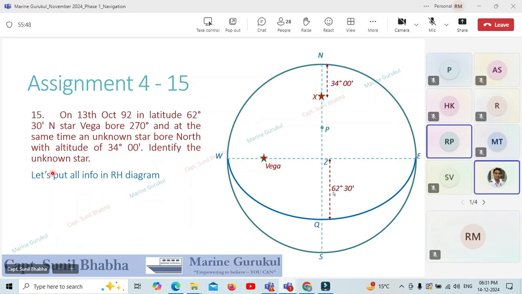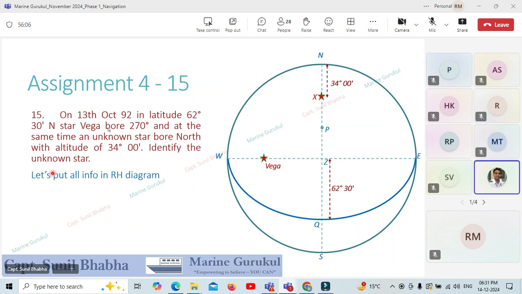This is already given, sir. This is the latitude, given. That's right, beta. And this is also given, the altitude of the body, 34 degrees, is given.